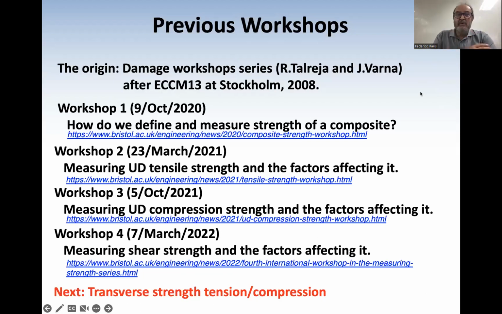Now, on this page you can get the information generated in all the previous workshops, at the addresses you see in this slide.